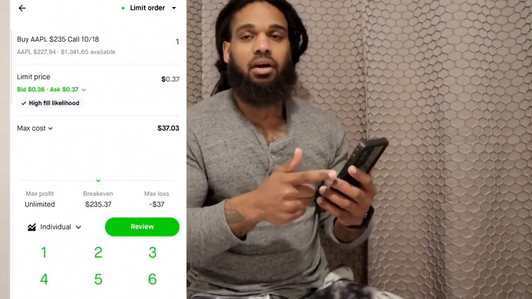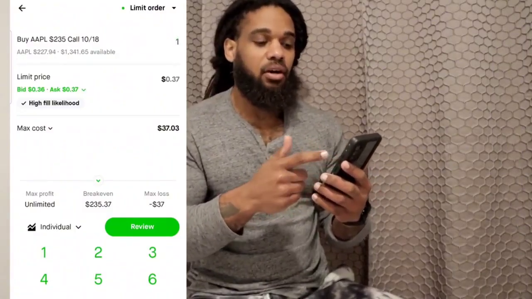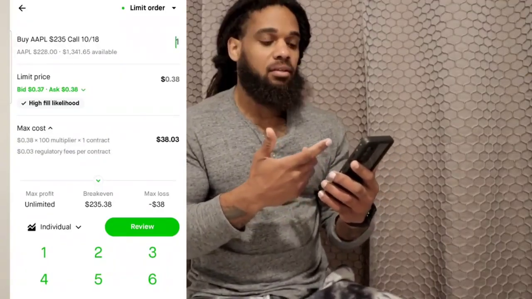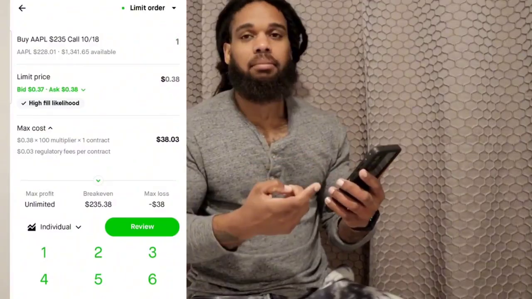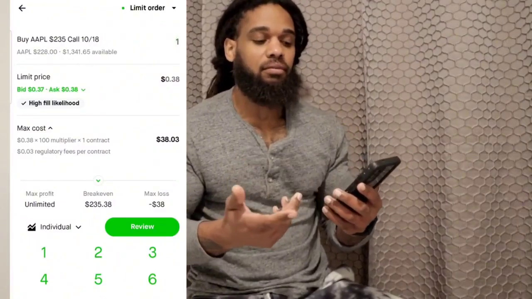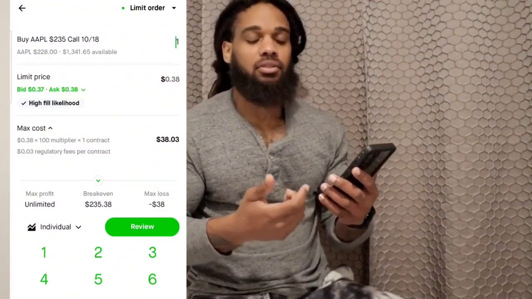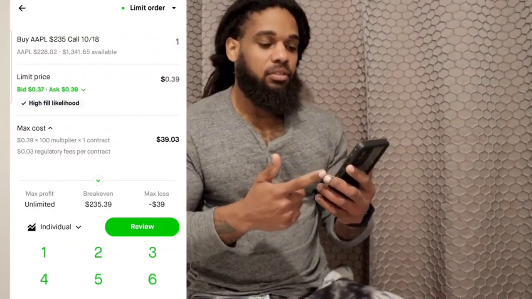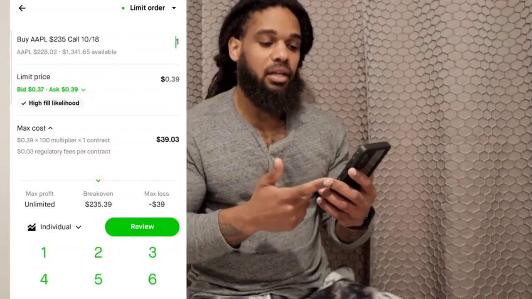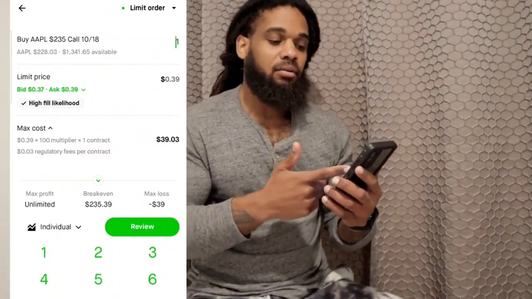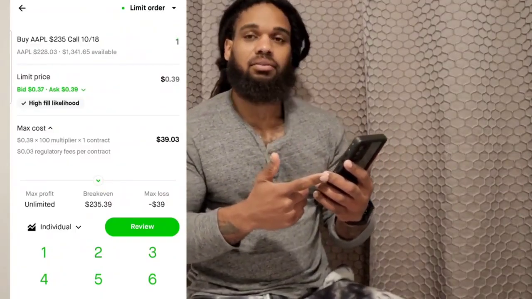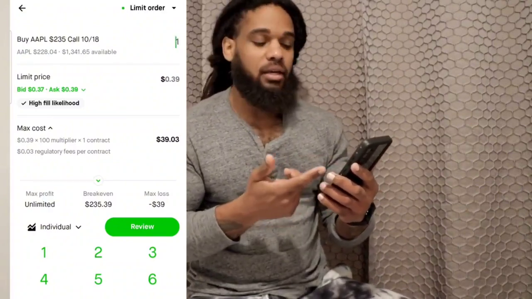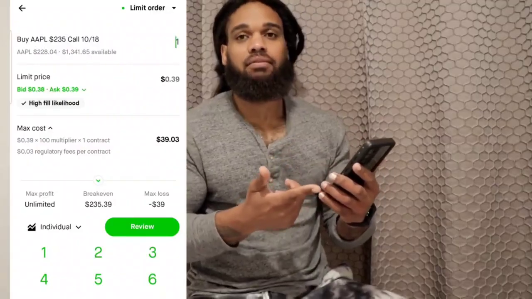because we have to get 100 shares of the specific contract, because in options you have to get 100 shares of the contract in order to get the option. So for this specific example, it will be 0.39 times 100, which would be $39. And then Robinhood has a regulatory fee, so you may see the fee as well.